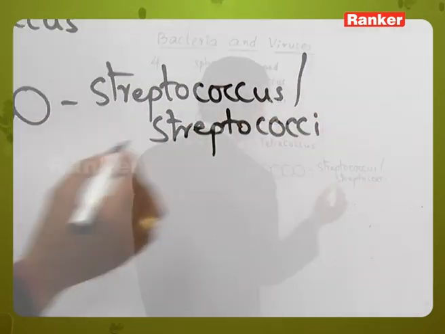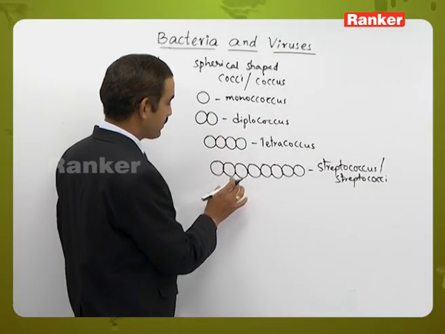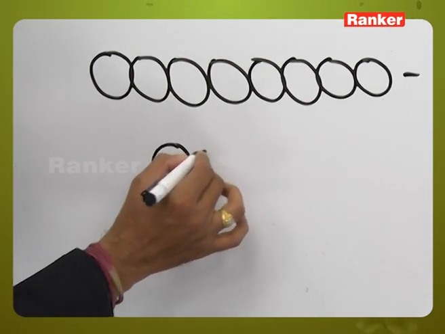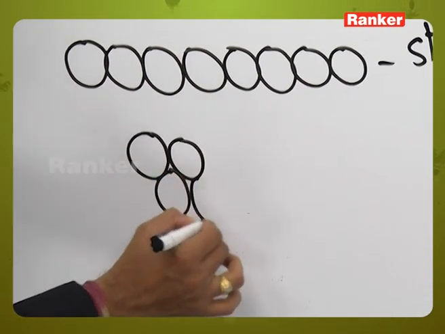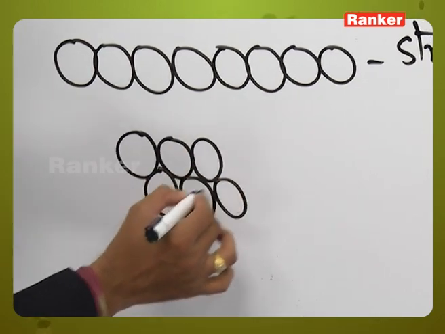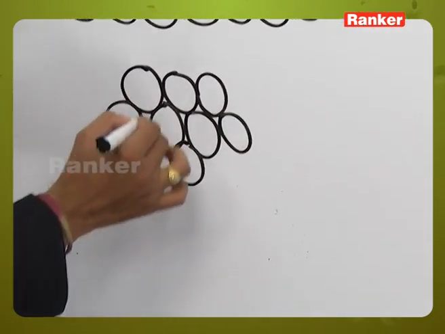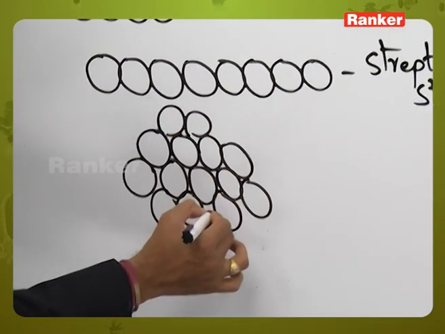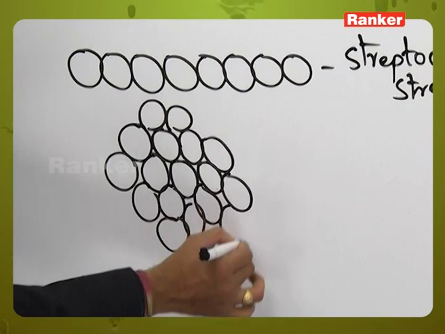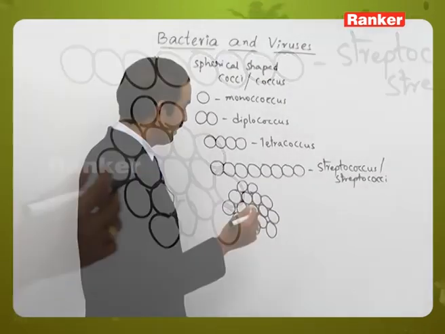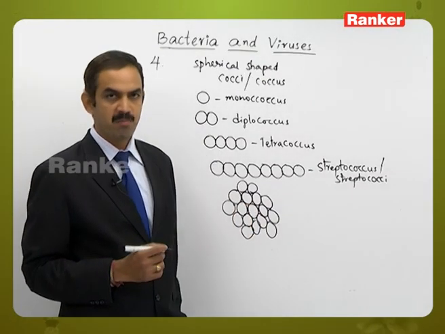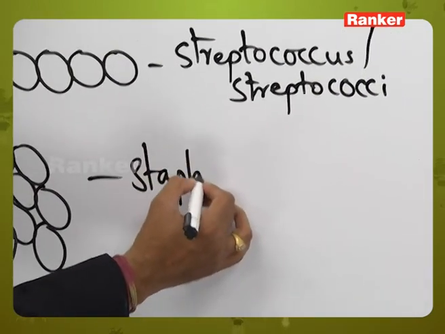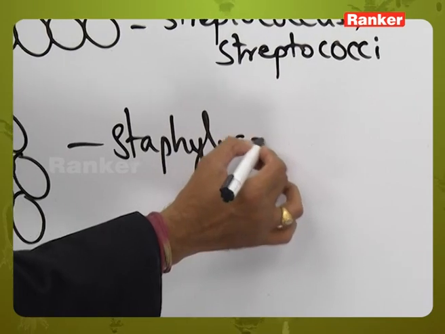At the same time, if these spherical bacteria are present in the form of an irregular arrangement like this, it may appear like a bunch of grapes, but the arrangement should be in an irregular pattern without any specific sequence of these spherical shaped bacteria. So if a cluster or a group of spherical shaped bacteria is present like this, we call this staphylococci.